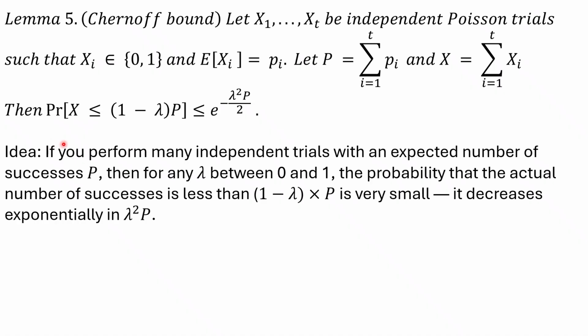The idea here is, if we perform many independent trials with an expected number of successes p, then for any lambda between 0 and 1, the probability that the actual number of successes is less than 1 minus lambda multiplied by p is very small. It decreases exponentially in lambda squared p.